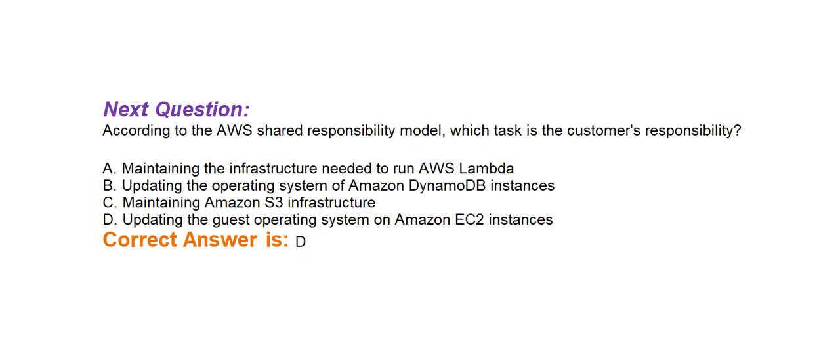Next question is, according to the AWS shared responsibility model, which task is the customer's responsibility? Option A, maintaining the infrastructure needed to run AWS Lambda. Option B, updating the operating system of Amazon DynamoDB instances. Option C, maintaining Amazon S3 infrastructure. Option D, updating the guest operating system on Amazon EC2 instances. Correct answer is option D, updating the guest operating system on Amazon EC2 instances.